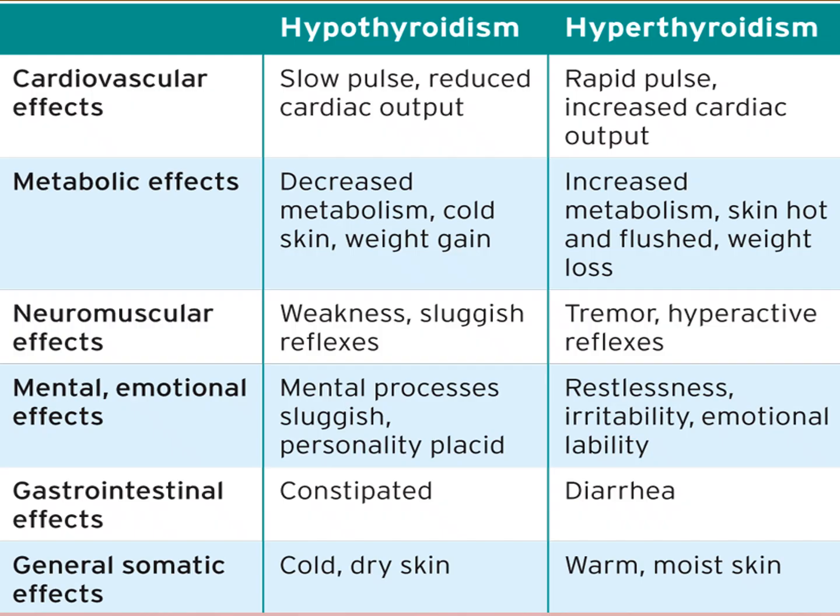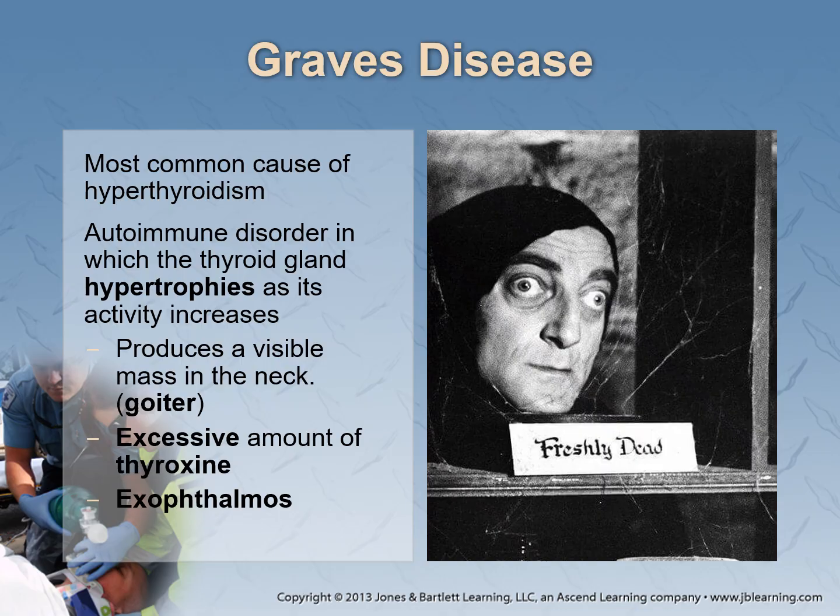And then hyperthyroid on the other side is going to be just the opposite, all right? You have increased metabolism, so you can be hot and flushed. Weight loss will be the concern instead of gaining weight. Graves' disease is when you've had hyperthyroid over a period of time. Now you've grown a goiter, and you can get exophthalmos, where you have those bulging eyes.